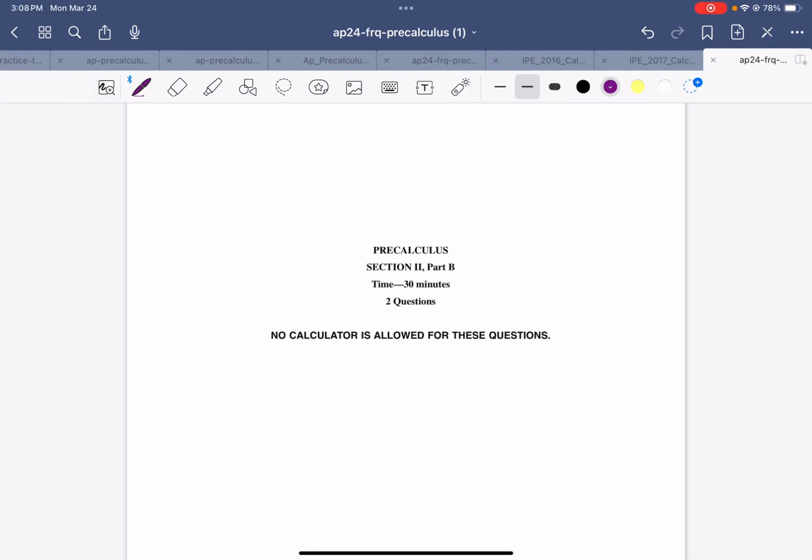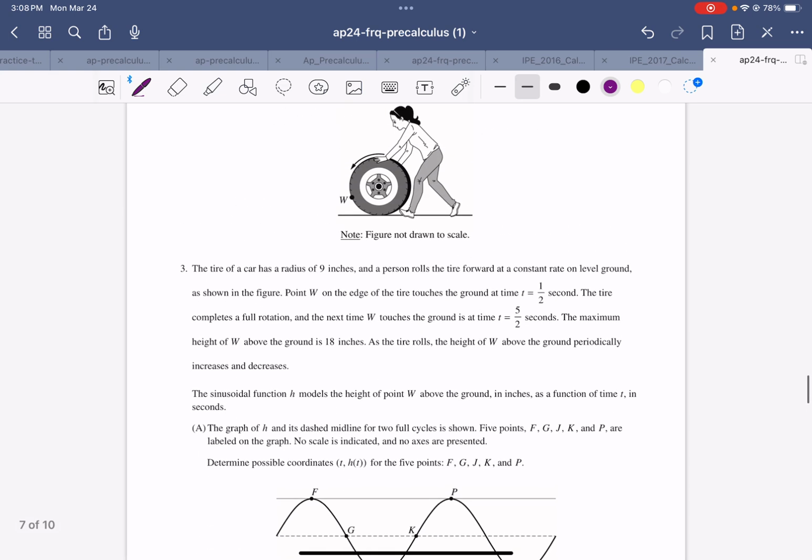Okay, so this one continues from number 1 and 2, and no calculator is allowed. Okay, number 3: the tire of a car has radius 9 inches, and a person rolls the tire at a constant rate on level ground, as shown in the figure.